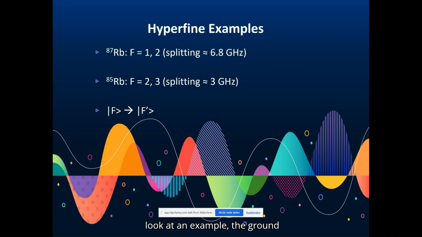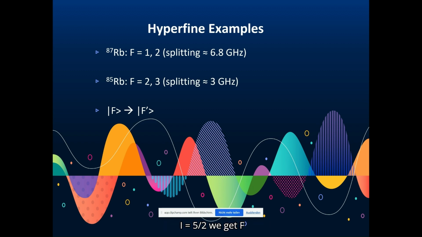Now we look at an example, the ground state hyperfine structure in rubidium. For the ground state 5s 1/2, where J equals 1/2, in rubidium 87 with I equals 3/2, we get F equals 1 and F equals 2. Why is that? Well, the absolute value of I minus J is the absolute value of 3/2 minus 1/2, which is 1. And I plus J is 3/2 plus 1/2, which is 2. The splitting between these levels is about 6.8 gigahertz.